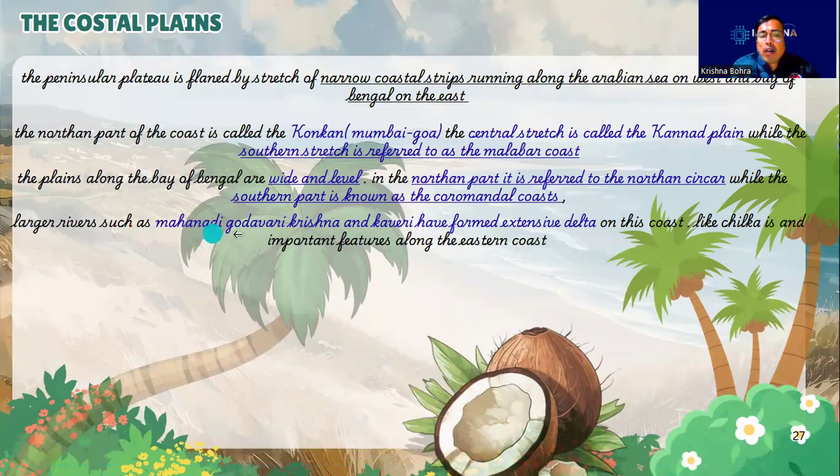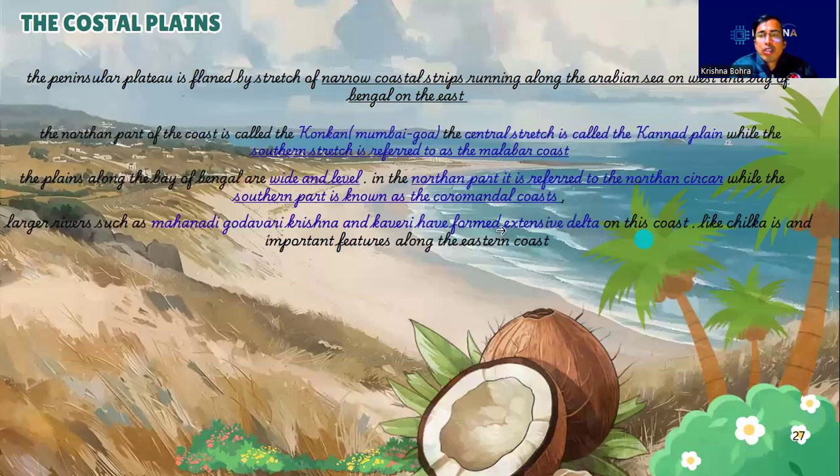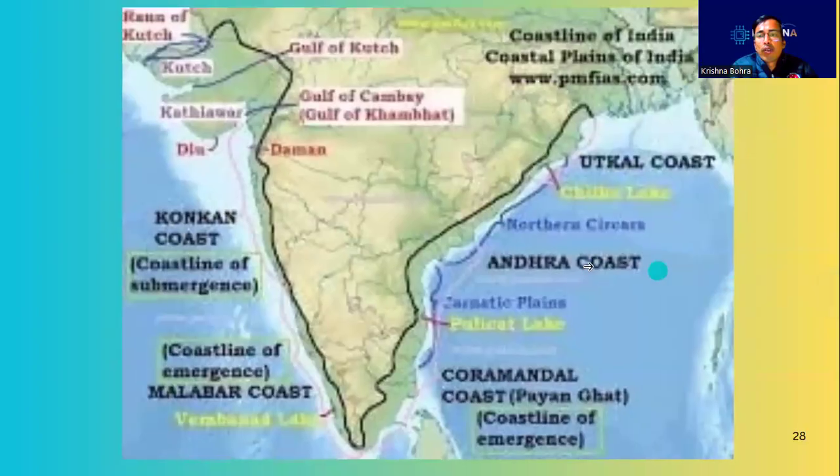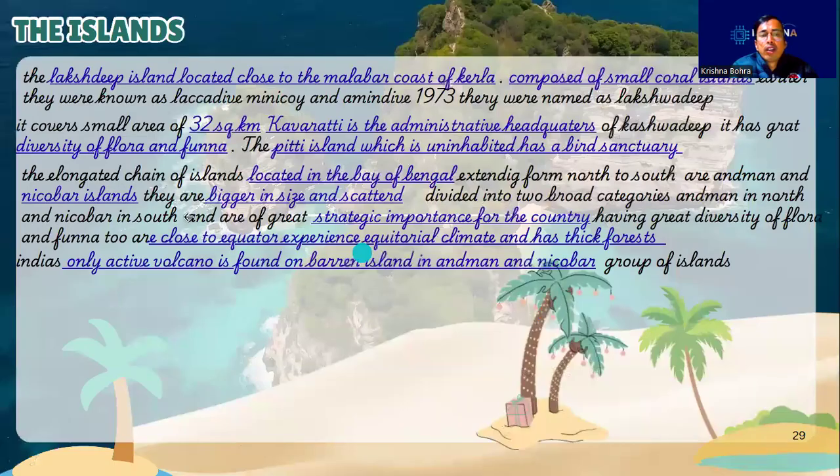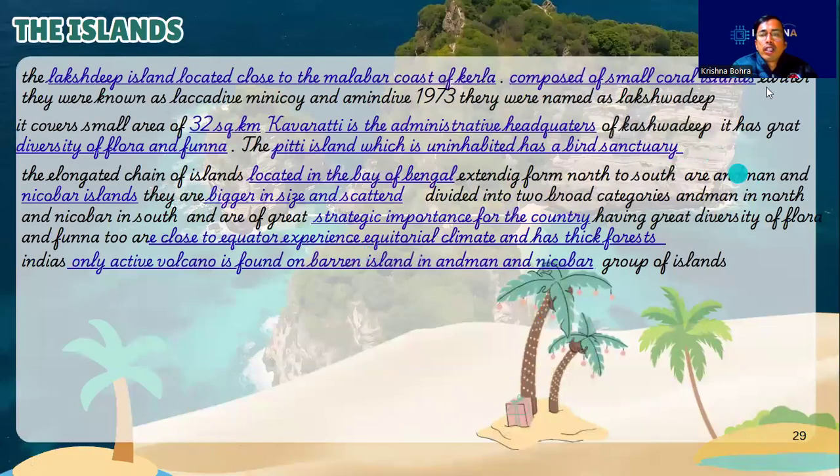Larger rivers such as Mahanadi, Godavari, Krishna, Kaveri have formed extensive deltas on this particular type of coast, and delta formation is especially seen on the eastern coast, not on the western coast. Like Chilka is an important feature along the eastern coast. You see, the largest brackish water lake of India is Chilka, while the largest freshwater lake of India is Wular Lake of Jammu and Kashmir.